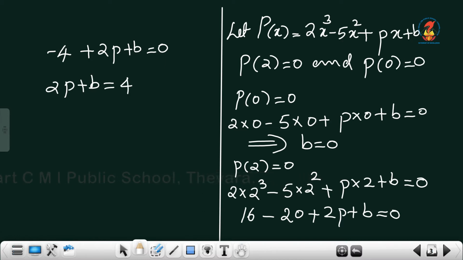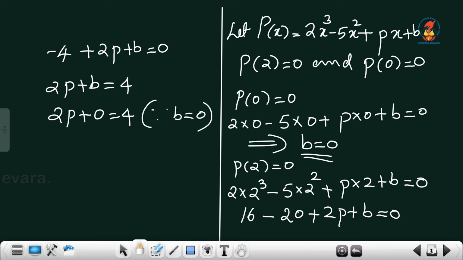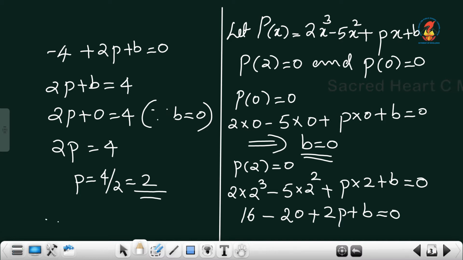But we got b as 0. So we can substitute that value. 2p plus 0 is equal to 4 because b equal to 0. So we got 2p is equal to 4, p is equal to 4 by 2, which is equal to 2. So the values are b equal to 0 and p is equal to 2.